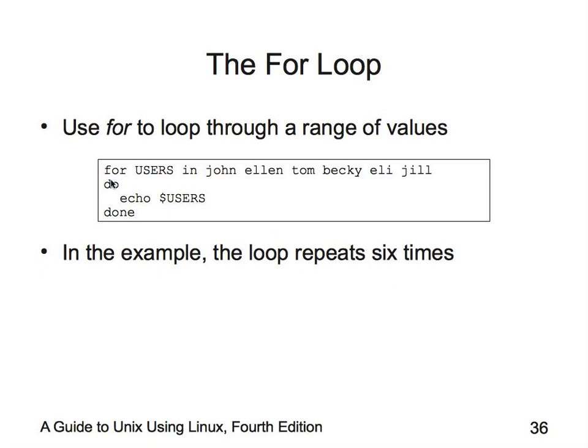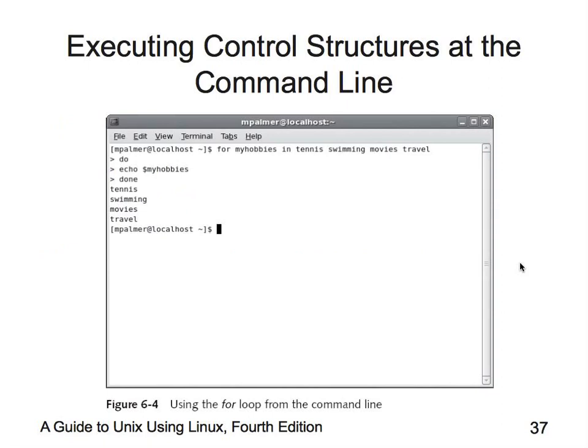For the for loop's logic, you have for, then this transient variable, I'll call it. This gets the value from the list, and each time it goes through the loop, that value changes to the next item in the list. You start your for loop with a do, and you end it with a done, and you put your code in between the do and the done. So in this example, there's 1, 2, 3, 4, 5, 6 usernames, so it will execute 6 times. A for loop is useful when you have a finite list that has a beginning and an ending.